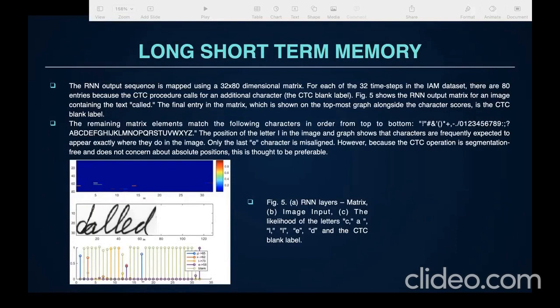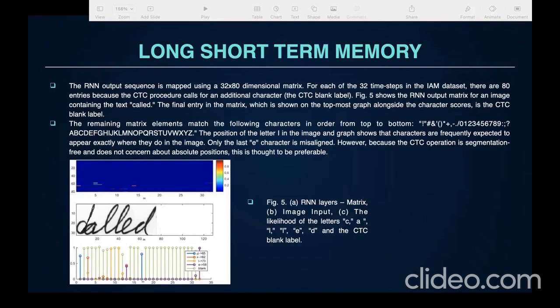So now we'll come to the part where LSTM comes into the role. The RNN output that we get is mapped using a 32 cross 80 dimensional matrix, and we have 80 entries for each of the 32 time steps. So here we have calculated the probability of each character in the word called.